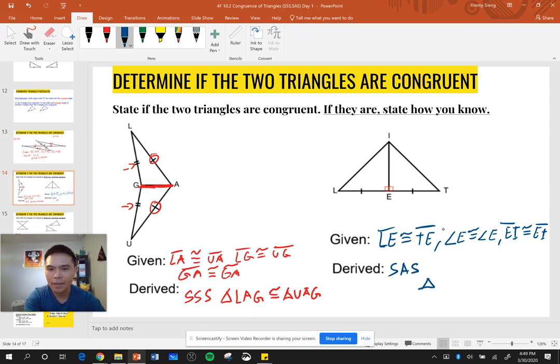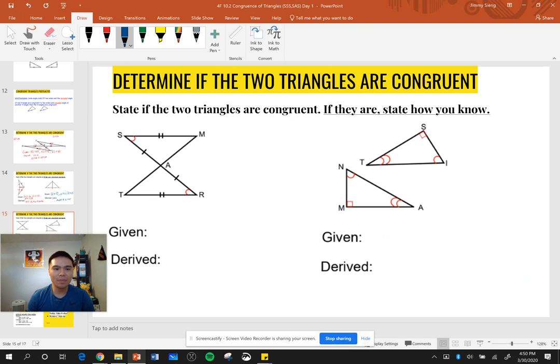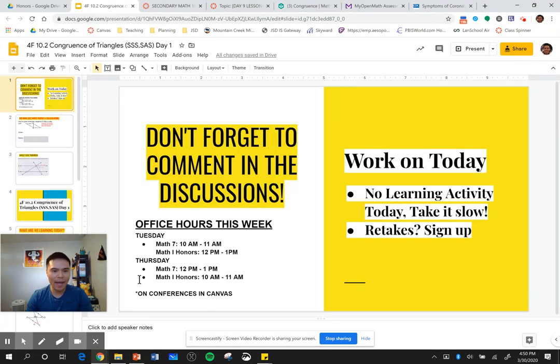Therefore, triangle LIE is congruent to triangle TIE. Okay, does that make sense? Hopefully that's making sense right now. Let's finish up these last two. I want you to go ahead and pause and see if you can get both of them together, and then we could talk about it, okay? I'm going to try to pause it myself and show you what I have.